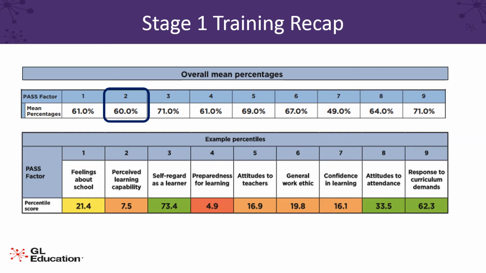In the example on screen, whilst the mean percentage for perceived learning capability is 60%, this comes out at the 7.5th percentile when compared against the standardisation. This means that 92.5% of schools included in the standardisation scored higher than 60% in this factor.